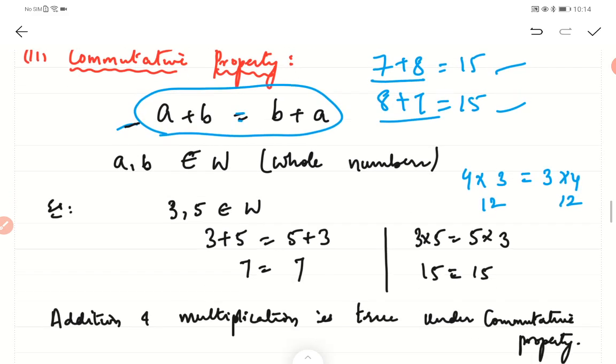Okay, so commutative property is what? You can take a plus b, two whole numbers a, b. If you add them, a plus b will also be equal to b plus a. And in whole numbers, if you're multiplying, you can take the same, b into a. Both will be equal, the left hand side and the right hand side, same as here.